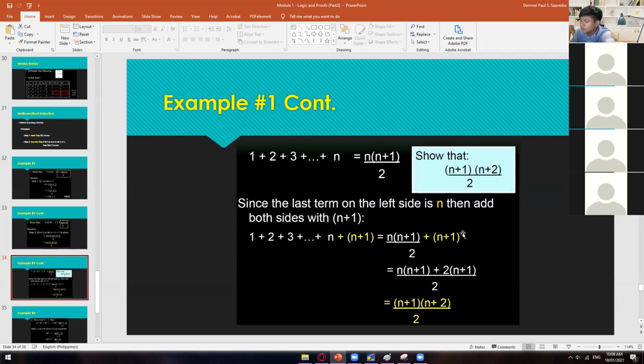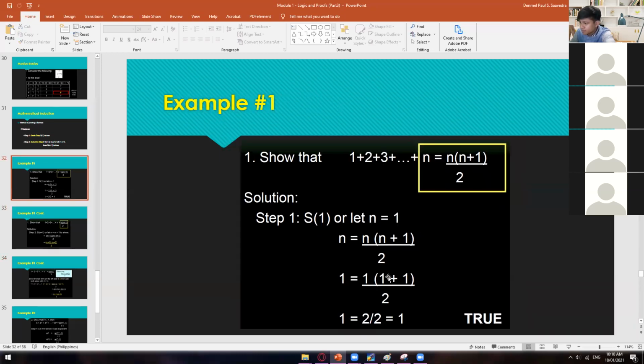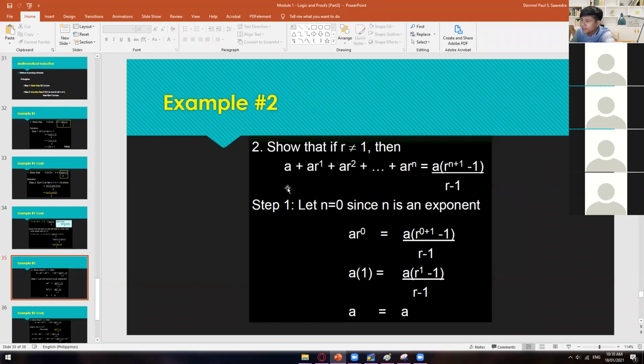So if you add n plus 1 on the right side, you have to add n plus 1 on the left side also. And then from there, you should come up with the same expression as this one. If you weren't able to come up with this second step, then may mali sa ginagawa mo. Kasi we have already proven that this right side expression is equal with this left side expression from step number 1.